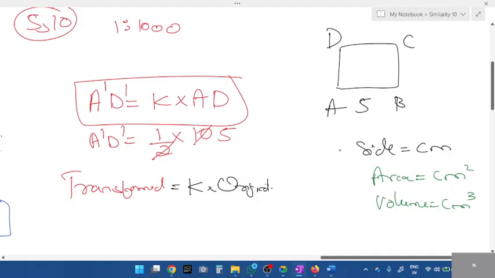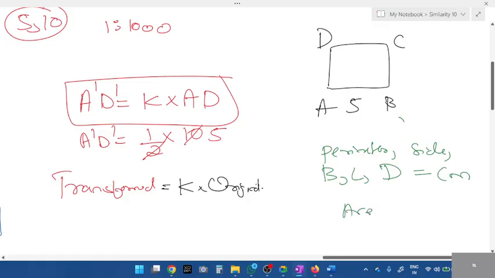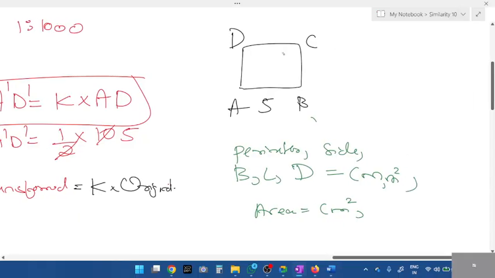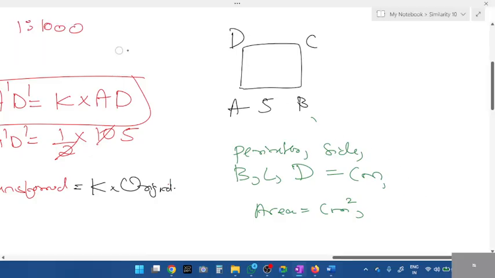Remember this, students. Perimeter, side, breadth, length, diagonal: for all of this it is just centimeter. The degree is only 1. For area, what's the degree? For area, it will be centimeter square, meter square or kilometer square, right? That is area. Centimeter, meters, kilometers. Centimeter square, meter square, kilometer square.